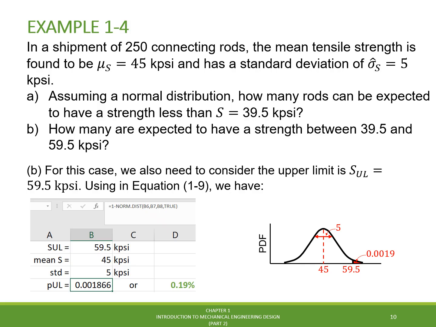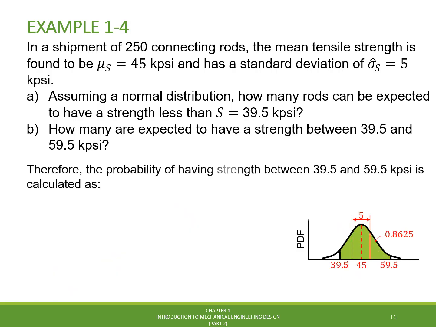Keep in mind that since I'm using the upper limit here, I have the upper limit for the tensile strength, the mean value, and the standard deviation. So in this cell here, I have the result, which in percentage terms is going to be 0.19%.